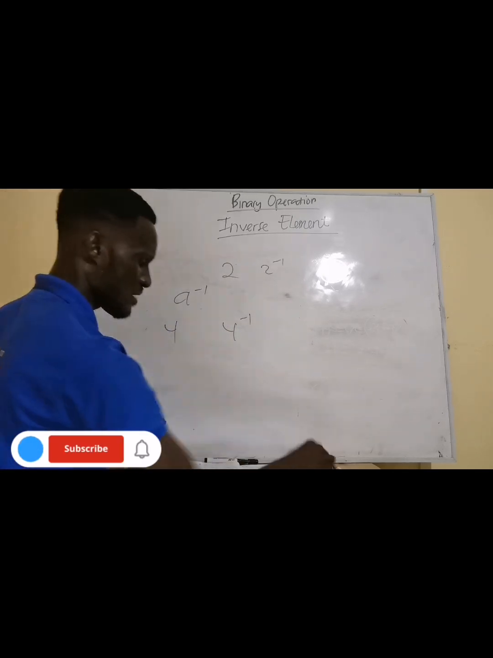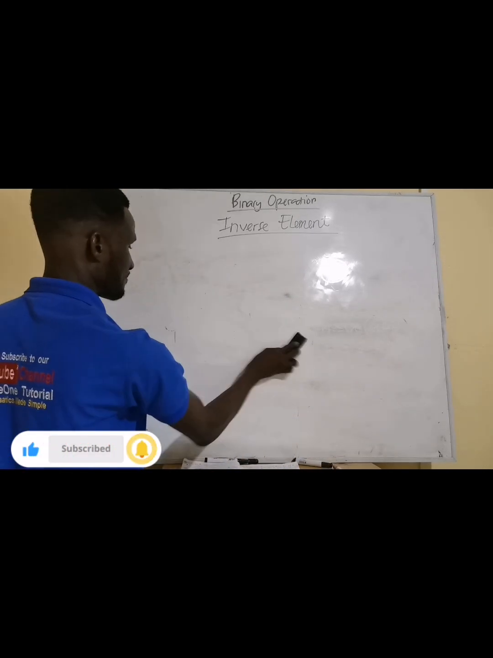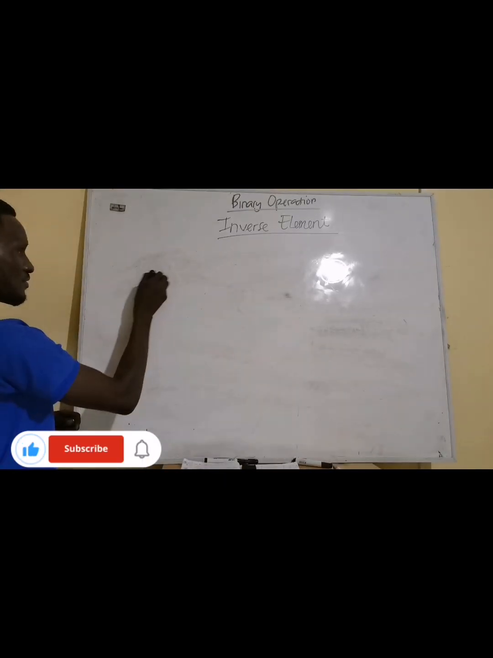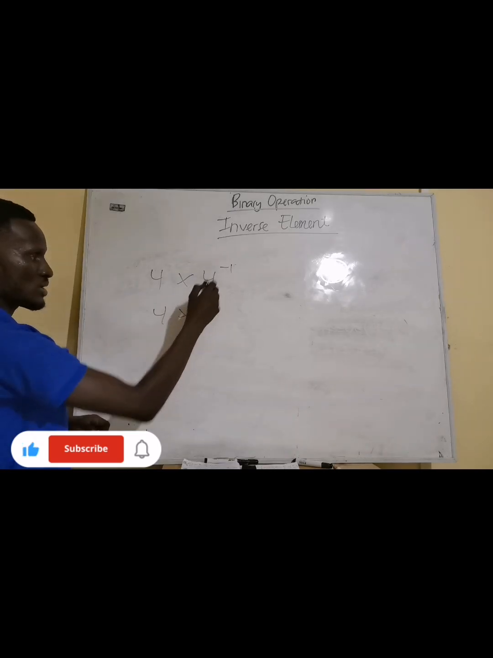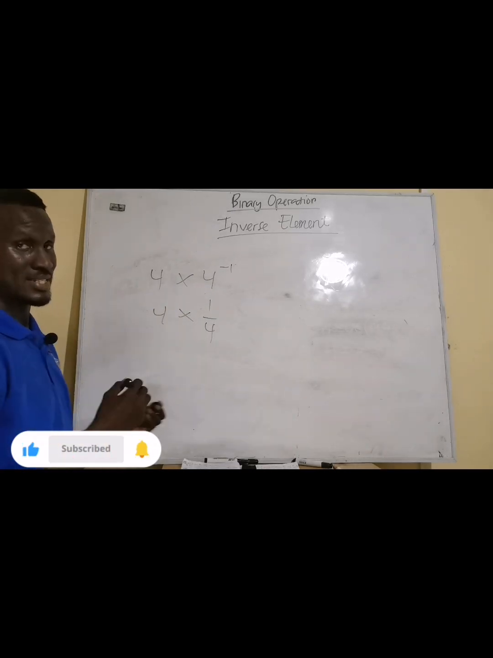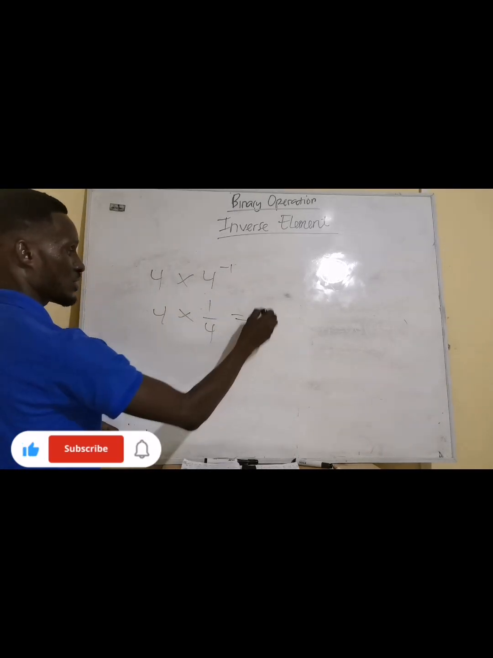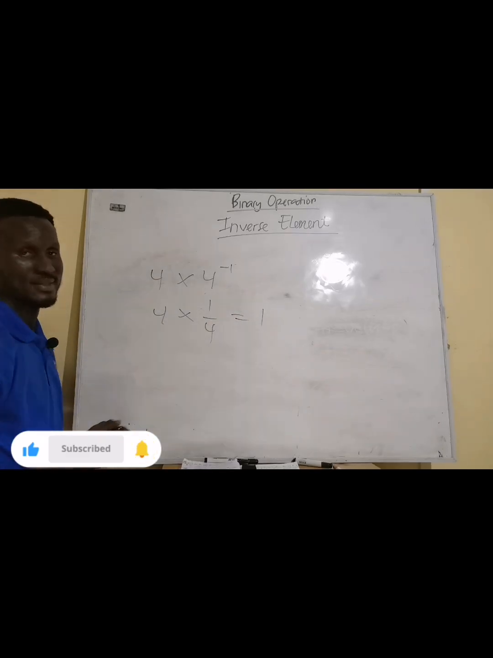Now let me give you some small understanding here. If I have 4 multiplied by 4 inverse, the inverse is the same as 1 over 4, right? You turn it upside down. What are you going to get? You're going to get 1, because 4 will cancel 4.